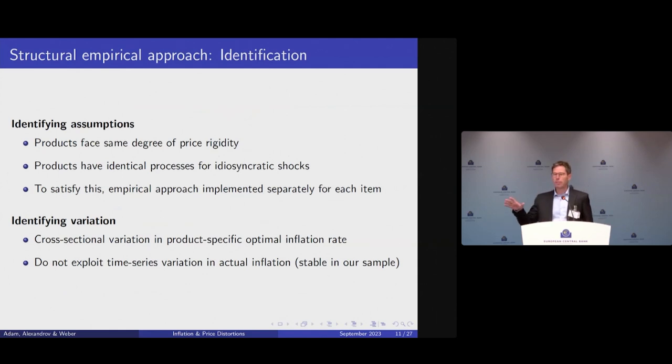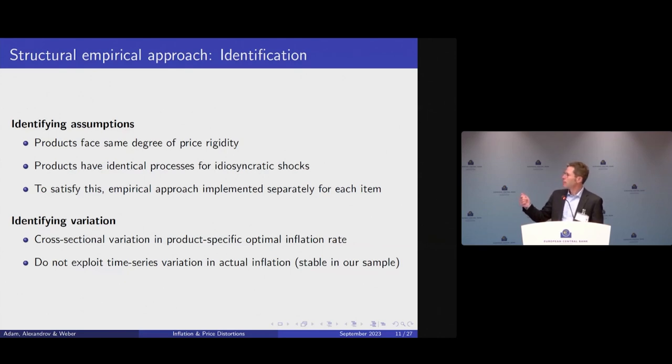Now, before I really jump into the empirical approach, let me be very clear about how we achieve identification. And there are two things to this, the identifying assumptions and the identifying variation. Now, the identifying assumptions, I told you already, right? So we're going to assume that products face the same degree of price rigidity in the item, and they have the same process for idiosyncratic shocks. Now, of course, to satisfy this, we cannot look at the entire economy at once, at all the products, but instead we implement this empirical approach separately for each of the expenditure items that we see.